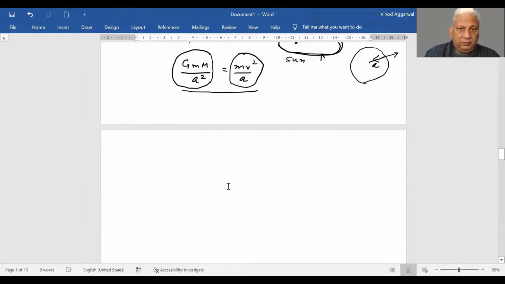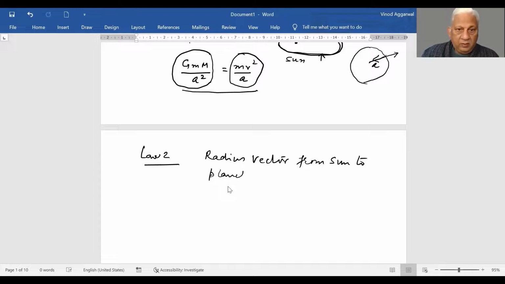Okay. What is the second law? It says radius vector from sun to planet sweeps equal area in equal time.